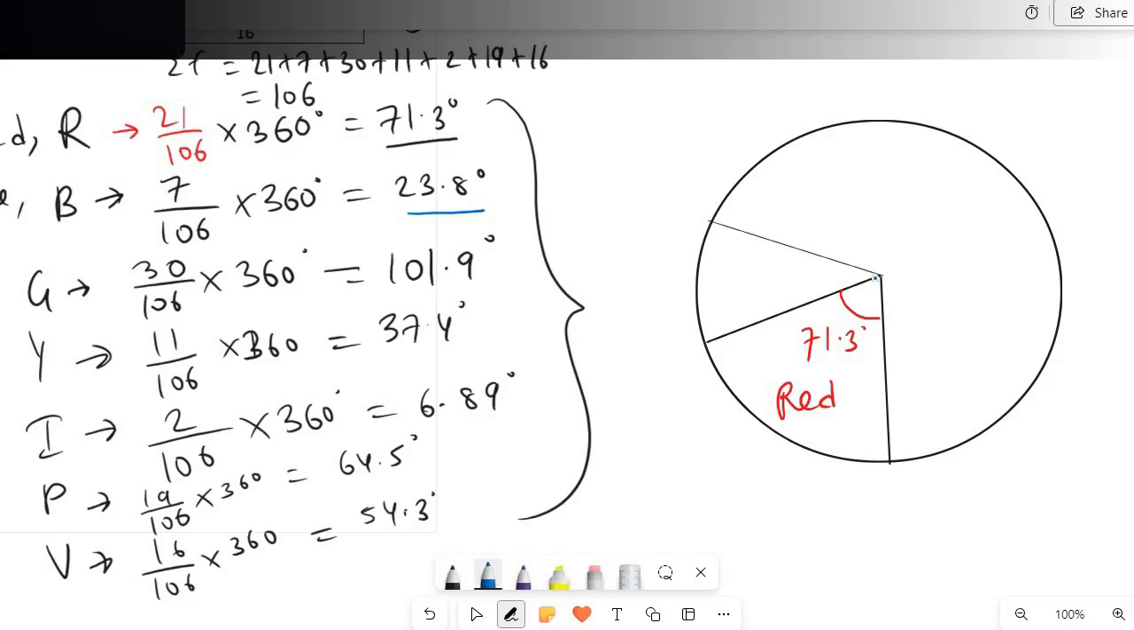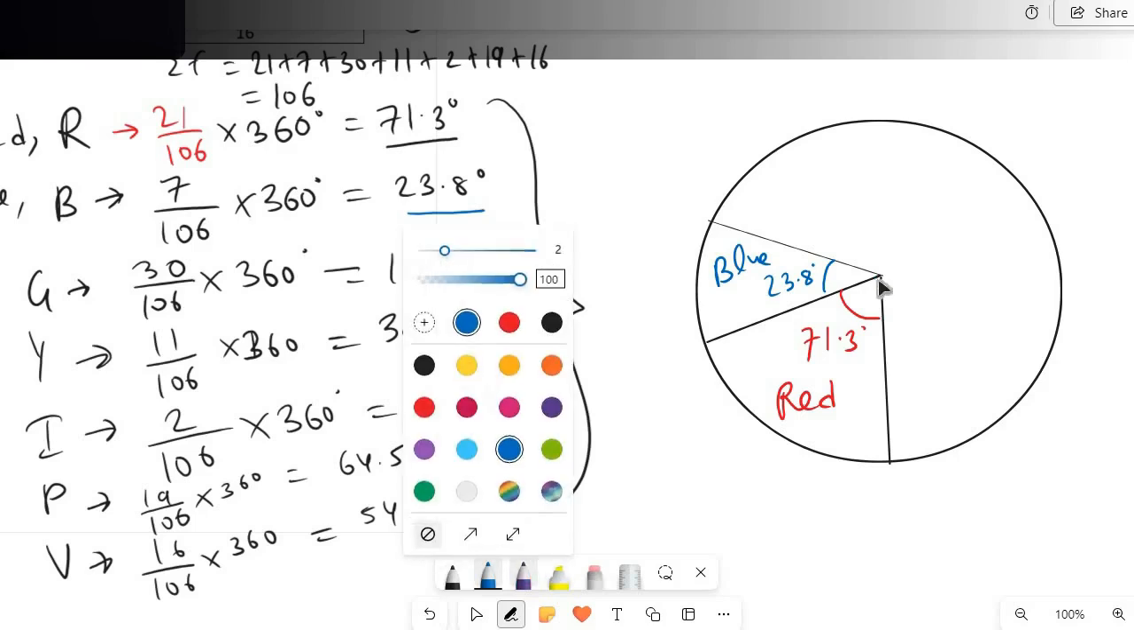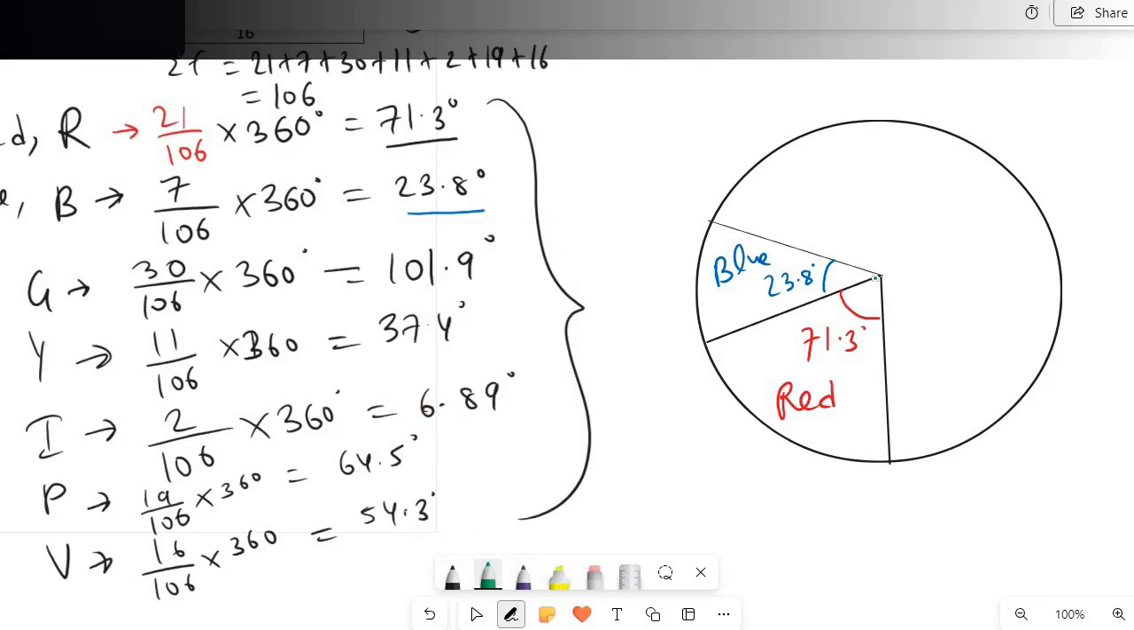So this angle should be 23.8 degrees, which should be for blue. Repeating for the other ones, next we have green, and that should have an angle of 101.9, which should be greater than 90 degrees. So therefore, we can say that it's going to be around here.